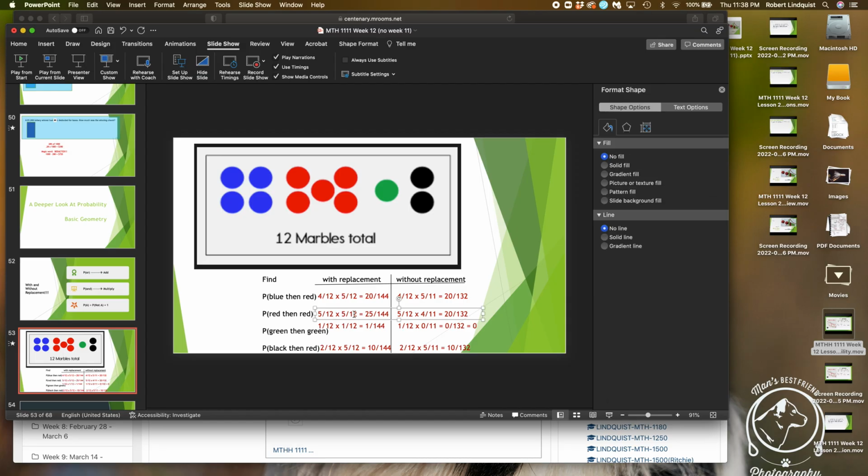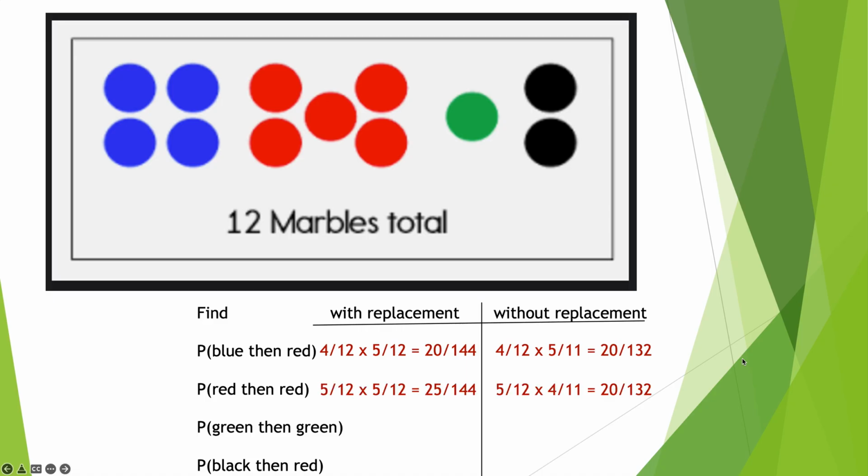Oh, I'm sorry, it's with replacement. I did not make a mistake on this. So it's with replacement this time, not without replacement. So you pick the red marble, it's 5 out of 12. You put it back in the bag, and it's 5 out of 12 again. So 5 out of 12 times 5 out of 12 is 25 out of 144.